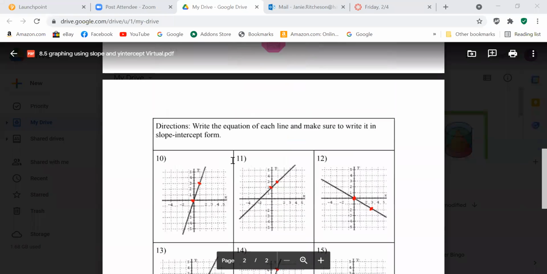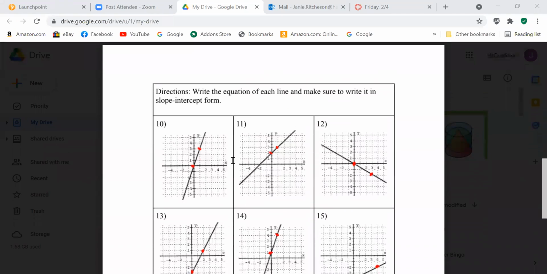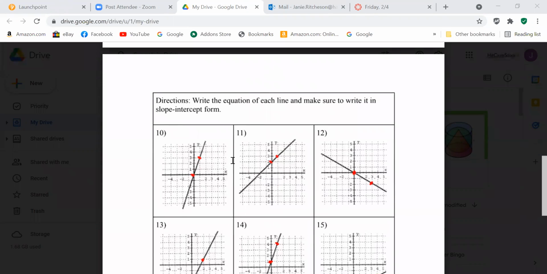All right, so like I told you, I did add points to these, so it'll make it a little easier for you. So you are actually writing an equation for these. That's what it says. You're writing an equation in the form y equals mx plus b. So I marked all of the y-intercepts for you. So what is the y-intercept on number 10? It's 0. Look at the y-axis. It starts at 0. So I know my b on number 10 is 0.